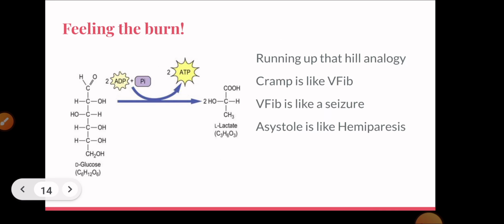Well, I use these as analogies. I guess what I want you to think about is how you can relate this to something you know and something you feel, as opposed to the very deep chemistry and physiology of all of this.